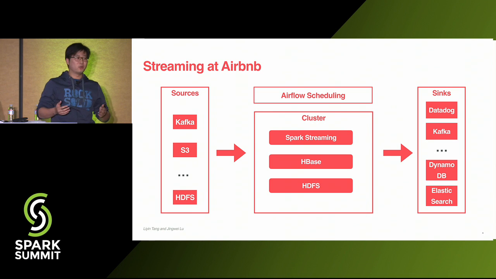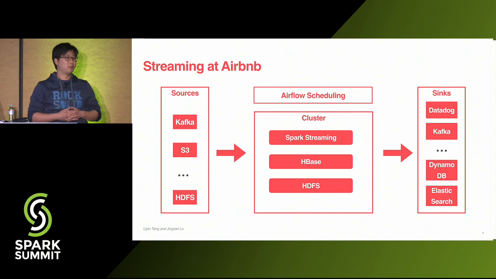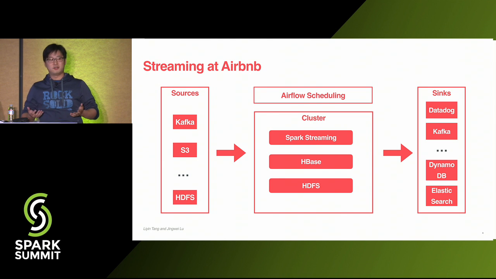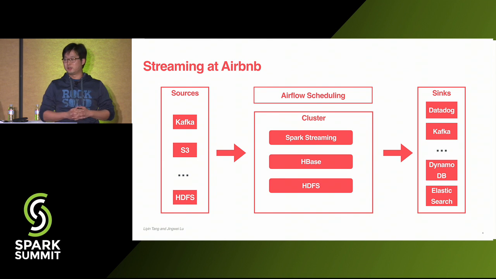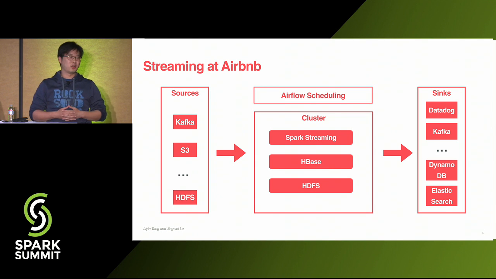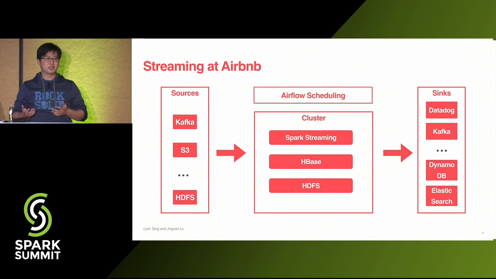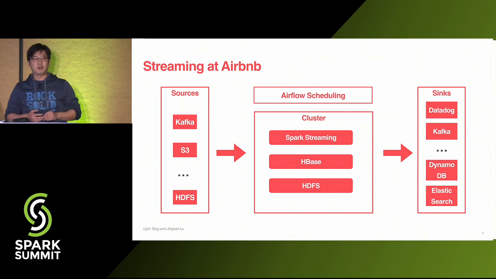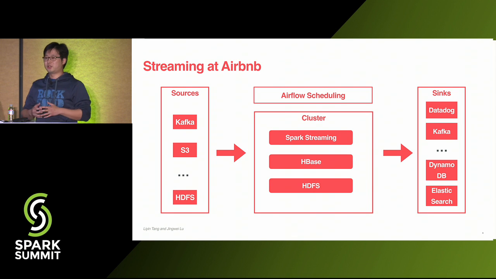Last year, we started new initiatives to onboard stream processing at Airbnb as well. We take advantage of Spark Streaming jobs to consume events from Kafka, apply different computation logic, and write the data to different places. We write to Datadog for dashboards and alerting, write to DynamoDB for online serving, and write to Elasticsearch for online indexing.